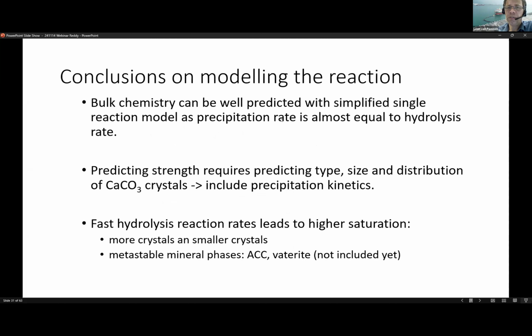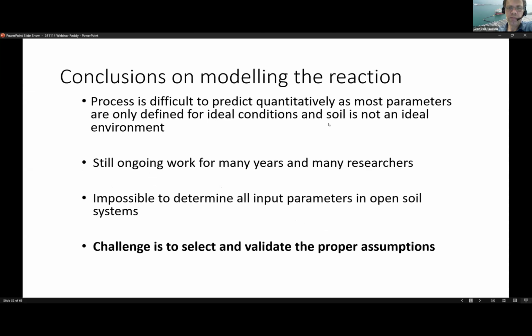What we do see, and there are some trends. If you do a very fast hydrolysis reaction, you typically get higher degrees of supersaturation, which means there will be more crystals and smaller crystals, and also probably more metastable mineral phases like amorphous calcium carbonate or vaterite. That's a general observation we see, but still we find that to really quantitatively predict the type and the size and the mineral of the calcium carbonate minerals is quite difficult because the soil is just so complex that it's very difficult to really predict that.